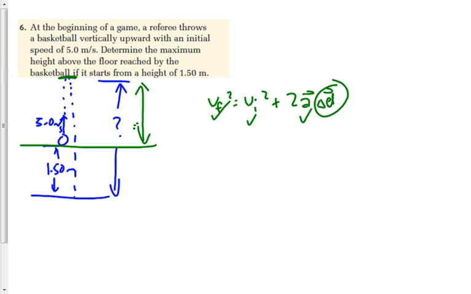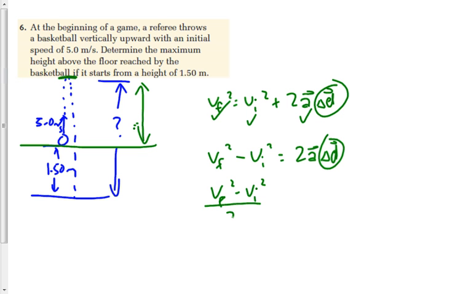So let's rearrange here. Let's say VF squared minus VI squared. Let's take the VI squared over by subtracting because it's not attached to the delta D. Now let's take the 2A over by dividing because it is attached. So it becomes VF squared minus VI squared over 2A equals delta D.